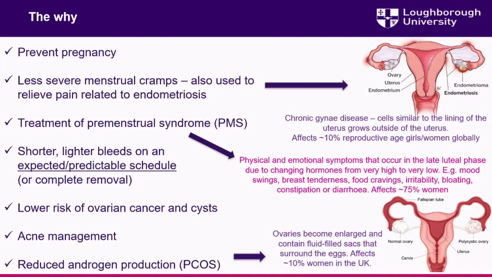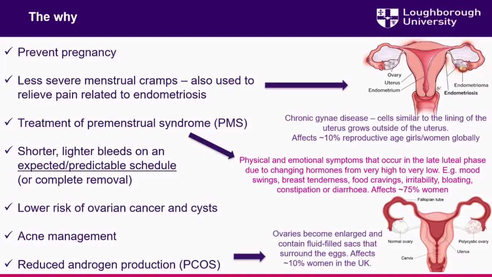So that's one of the ways in which they can work to reduce the severity of menstrual cramps. This can be useful for all kinds of people, but it can also include people who are suffering with gynecological conditions such as endometriosis. It can be used to help with the treatment of premenstrual syndromes. These might be experienced in, say, the week up to someone going into their period. They may experience severe or extreme physical or emotional symptoms due to the stark changes in hormones that they experience.